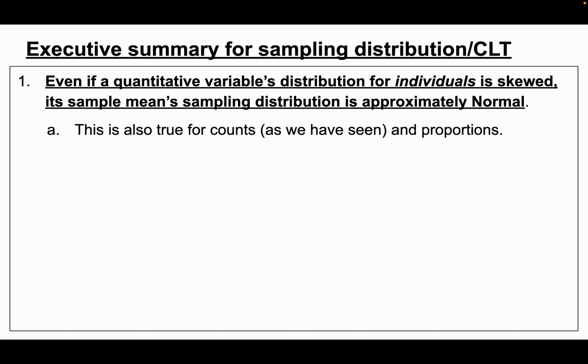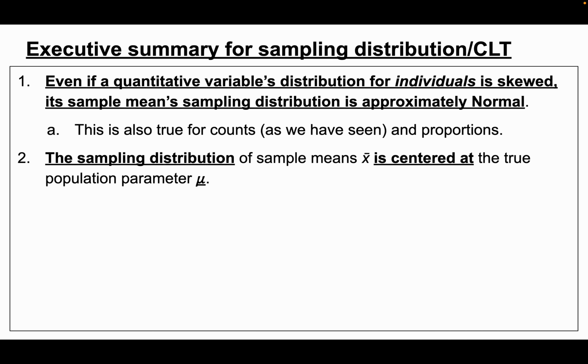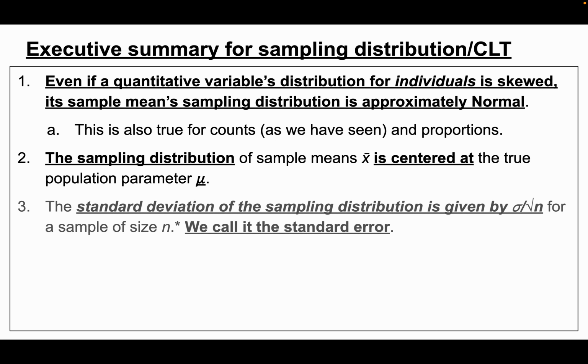So this can be known mathematically without even needing to do these simulations. The sampling distribution of sample means x bar is centered at the true population parameter mu. The standard deviation of the sampling distribution is given by sigma over the square root of n for some concrete sample size n. And we call this standard deviation the standard error. And as mentioned before, the intuition for why this is the standard deviation of the sampling distribution is pretty intuitive.